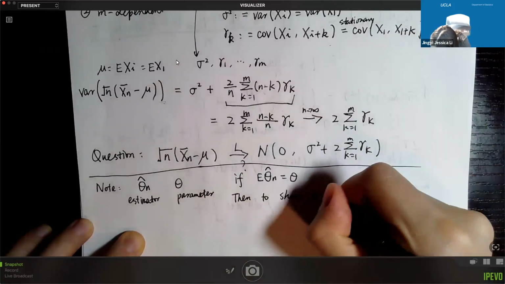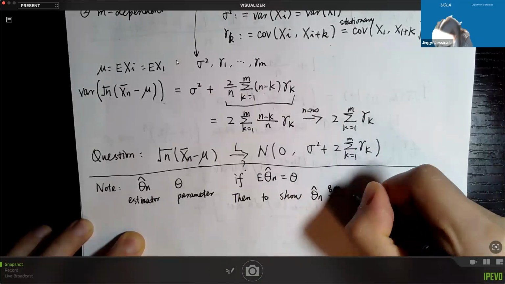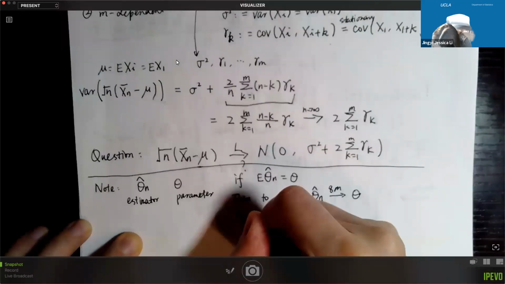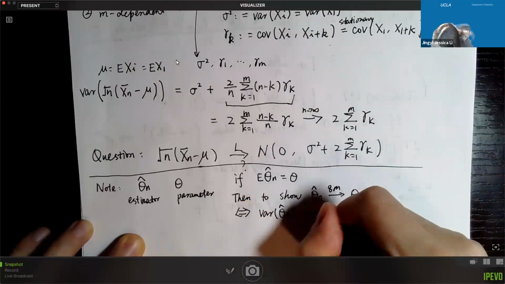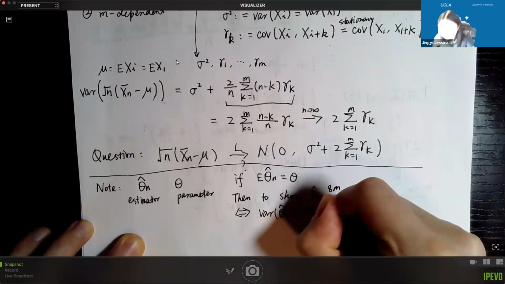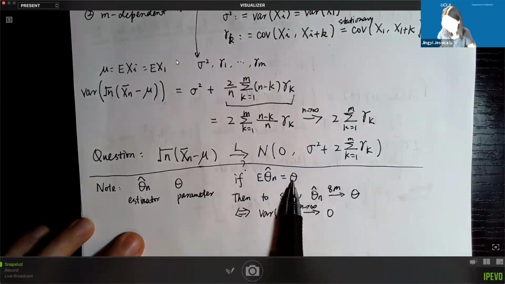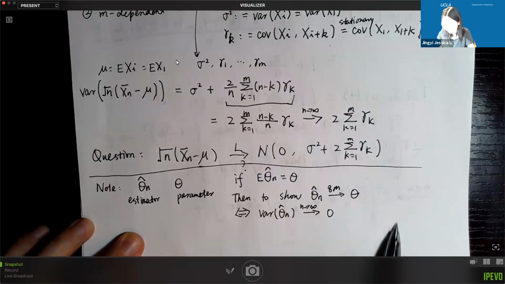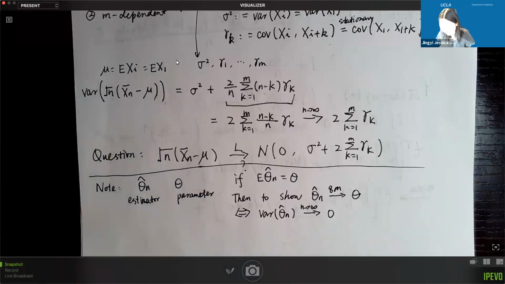that theta hat n converges in quadratic mean to theta, then you basically just need to show, it is equivalent to show, that the variance of theta hat n goes down to 0 as n goes to infinity. So it's basically by definition, right? Because if theta is its expectation, then the expectation of theta hat n minus theta squared is the definition of the variance. So you just need to show the variance goes down to 0 as n goes to infinity.